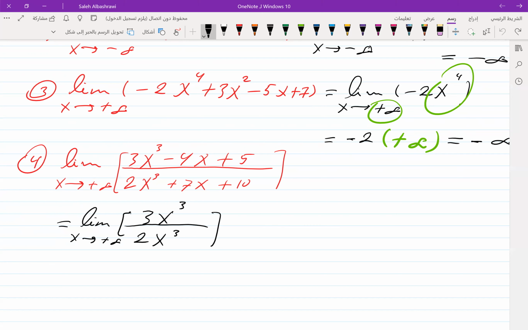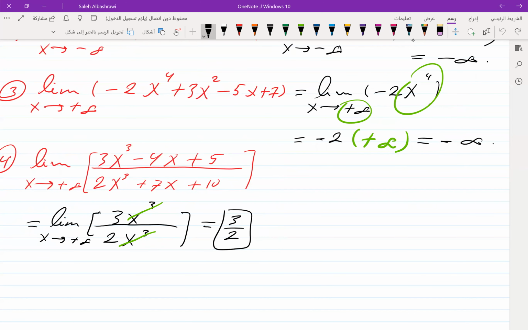Now, before taking the limit, we can simplify. I can cancel x to power 3 and x to power 3. So the remaining will be 3 over 2. So the limit in this case is 3 over 2. So we can say in general, if the powers of the numerator and the denominator are equal, then we take the coefficient up divided by the coefficient down.